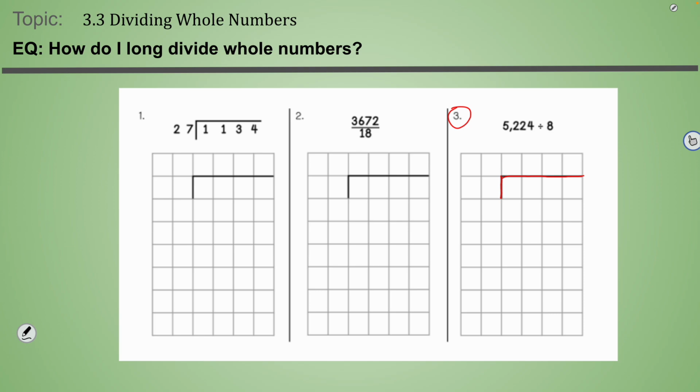We look, under the long division symbol, I would write the dividend, 5,224. You can go ahead and leave that comma off if you want. And then we're going to divide by the divisor, which is 8. That goes out in front.